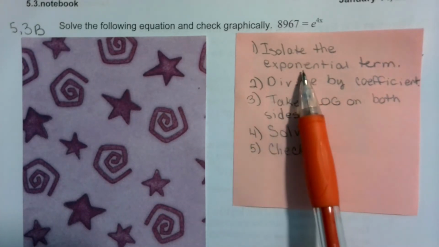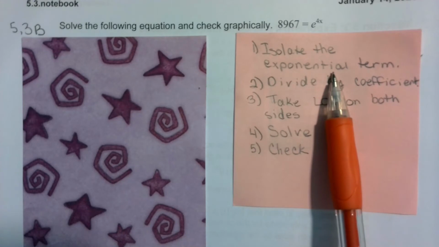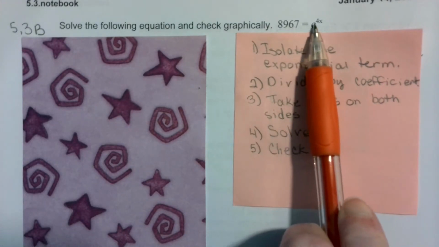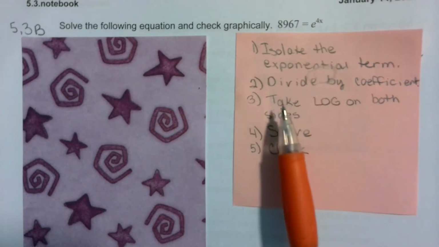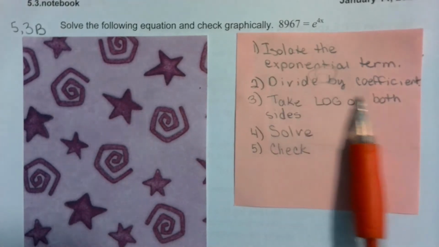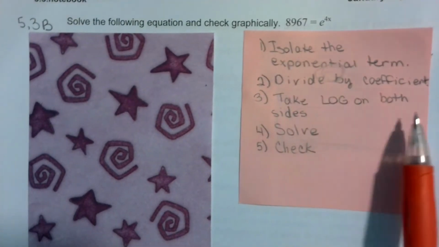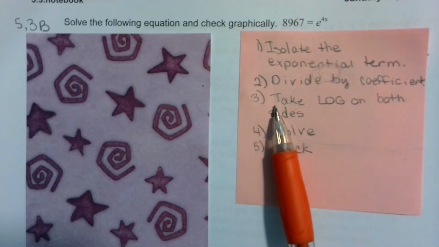Remember, the first thing that we want to do is to try to isolate that exponential term on one side of the equation. And here it is. E to the 4x is on one side of the equation by itself. If there is a coefficient of that term, we want to divide by that. But here there is not a coefficient, so we don't have to do that step.